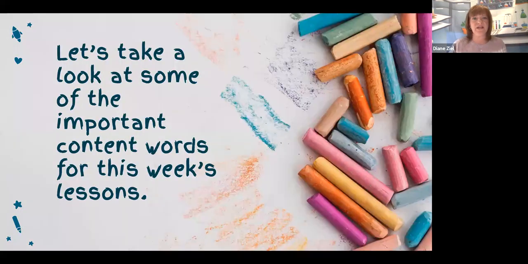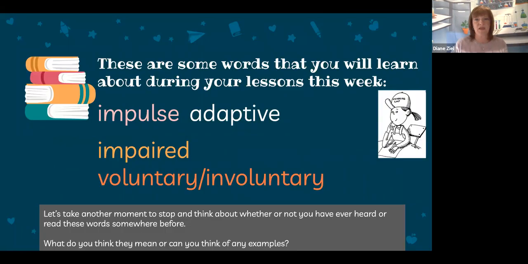Content vocabulary. Let's take a look at some of the important content words for this week's lessons. These are some words that you will learn about during your lessons this week. You will have the word impulse, adaptive, impaired, and you will have to decide the difference between voluntary and involuntary. How are they opposites and what do they mean?